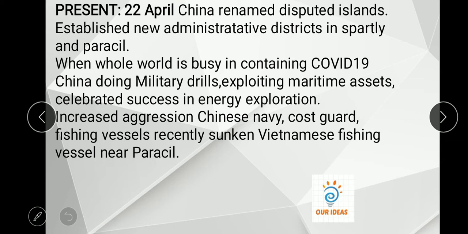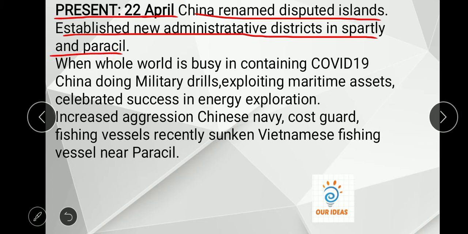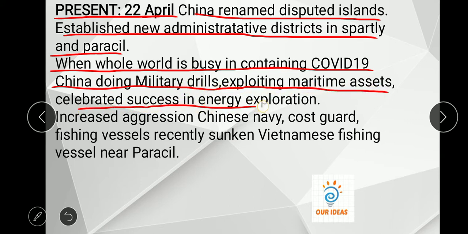And what is happening at present, the most surprising thing? On 22 April, what happened? China renamed disputed islands and established a new administrative district in the Spratly and Paracel islands. When the whole world is busy containing COVID-19, China is doing military drills, exploiting maritime assets, and celebrating success in energy exploitation in the South China Sea.